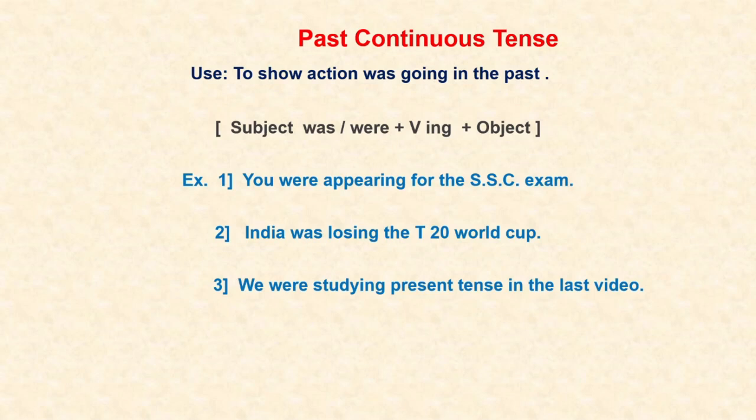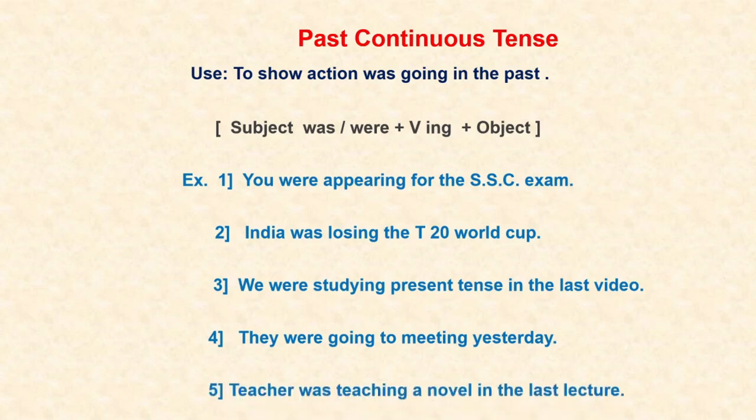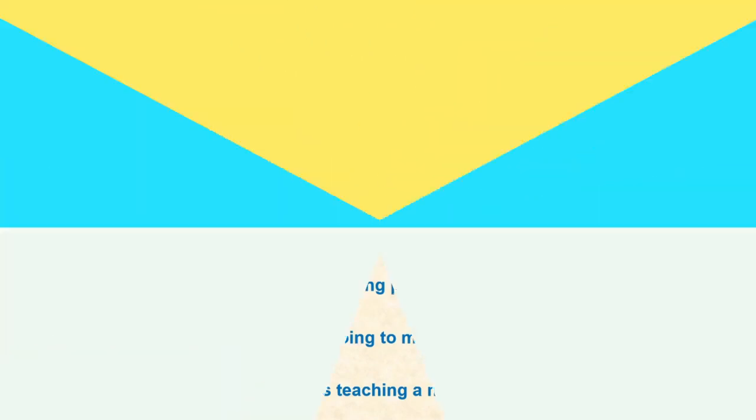Third one: We were studying present tense in the last video. Fourth example: They were going to the meeting yesterday. And the last example: The teacher was teaching a novel in the last lecture. Watching this video carefully, you can realize that I have changed all five sentences from simple past tense into past continuous tense. So it is easy to change one tense into another with the help of this formula. Friends, you just need to follow and remember, or mug up, the formula of the tense.